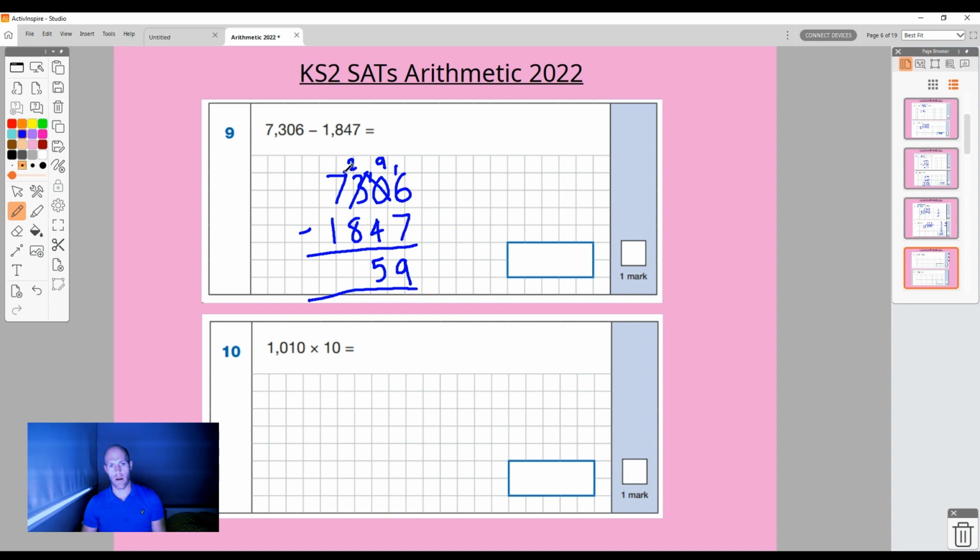2 take away 8, I can't do. 6. Make that a 12. 12 take away 8 is 4. 6 take away 1 is 5. Writing in the number box. Gold standard, 5459.